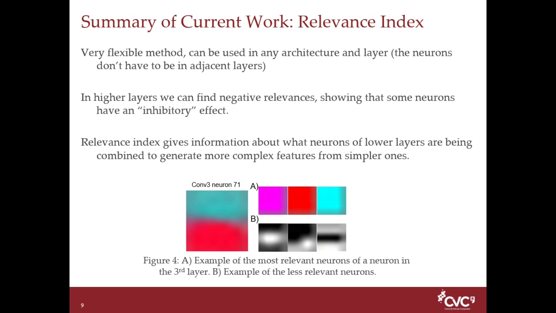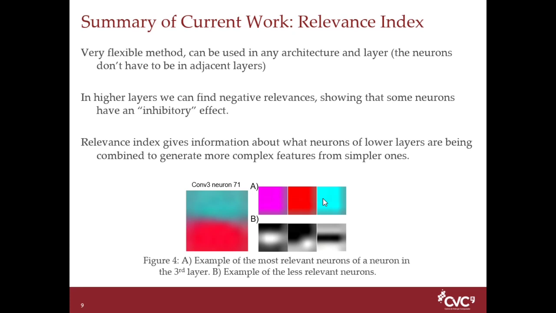Finally, the relevance index is helping us to understand how the concepts are created in the network. Here we can see an example of a neuron which is able to detect cyan and magenta, and this neuron is created by the combination of the neurons in a lower layer which can only detect the color pink, red, or cyan.